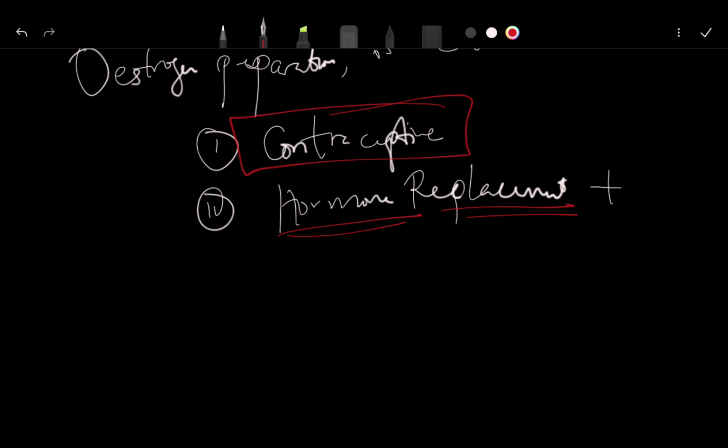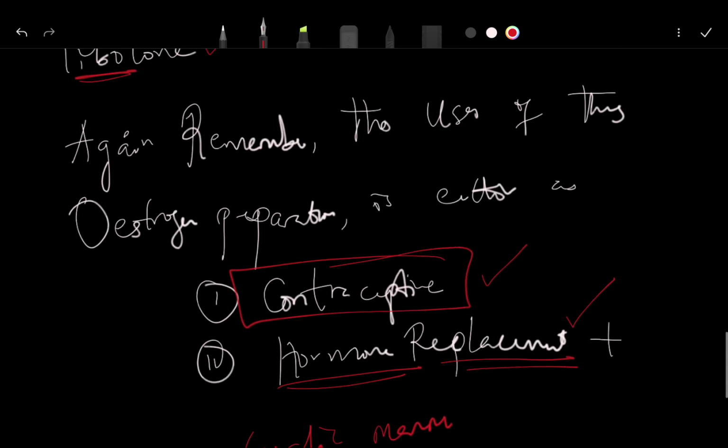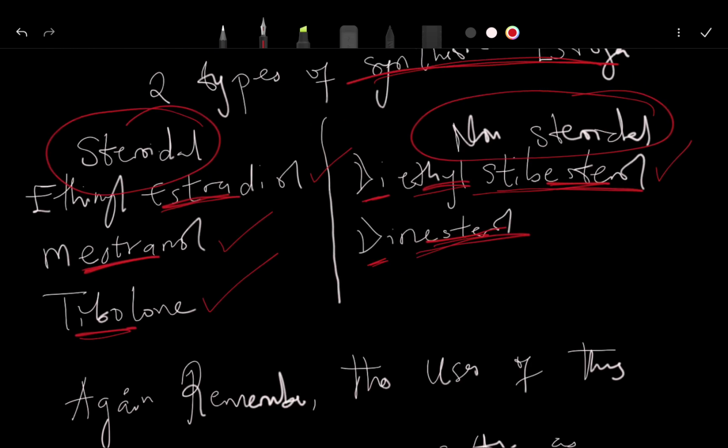Also, if estrogen is given in a cyclic manner, it can be used to induce ovulation. But please remember that the main use of these estrogens is as contraceptives and in hormone replacement therapy. Now let's look at the individual ones.